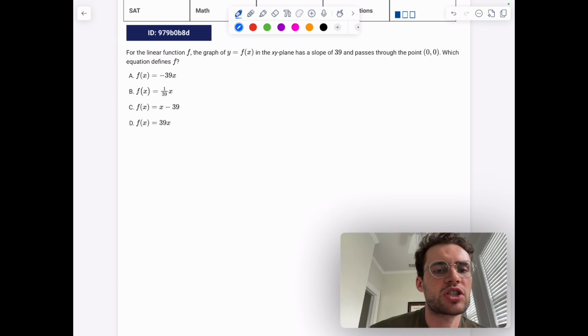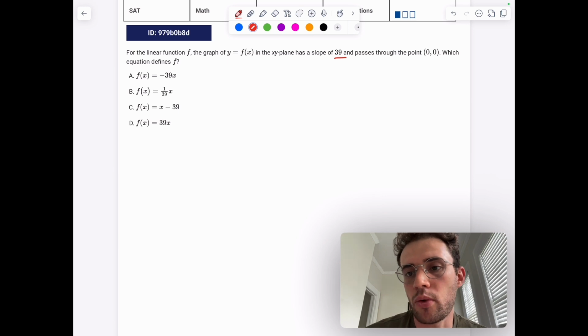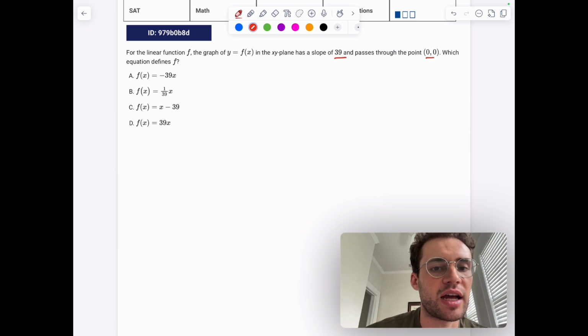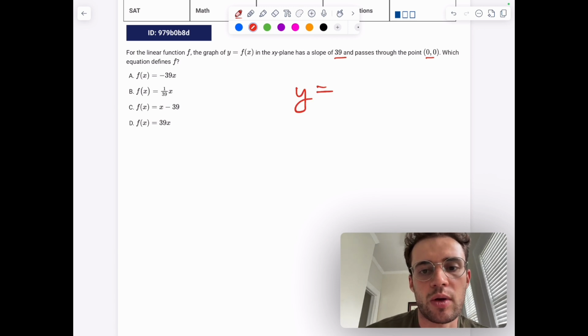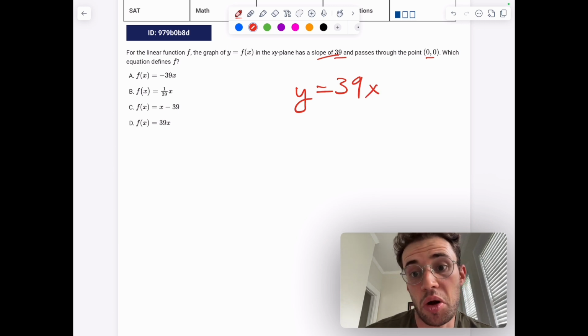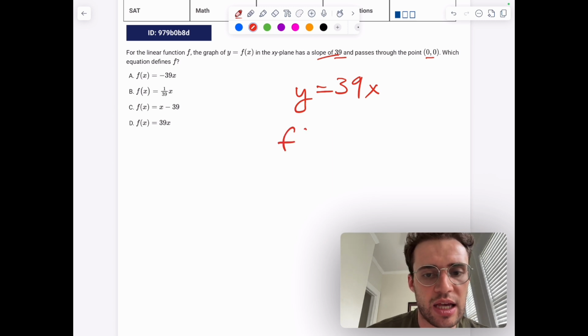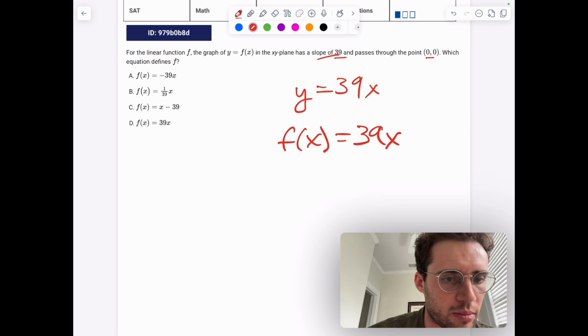For the linear function f, the graph of y equals f of x in the xy plane has a slope of 39 and passes through the point 0, 0. So it passes through the origin, that's your y-intercept. Which equation defines f? All right, well, if you wrote it in slope-intercept form with a y, it would be y equals the slope, so 39, times x, plus the y-intercept, which is 0. So 39x plus 0 is just the same as 39x. Now, if you write it as f of x, you'd write f of x equals 39x. And that would be option D.